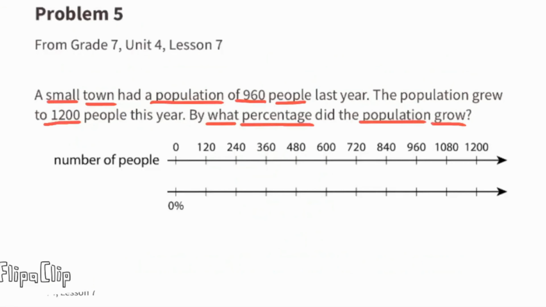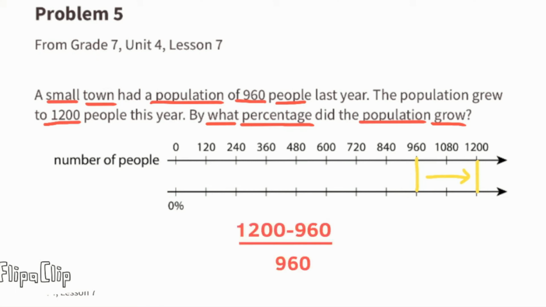Problem number 5 from 7th grade, Unit 4, Lesson 7. A small town had a population of 960 people last year. The population grew to 1,200 people this year. By what percentage did the population grow? This is like a double number line with the number of people across the top and the percentage across the bottom. The population stretched from 960 to 1,200.